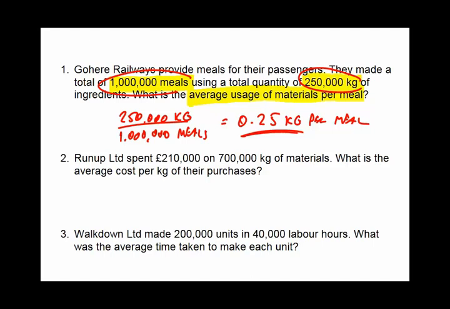Now the common mistake that students will make in that kind of calculation is they'll divide the million by the 250,000. If you do 1 million divided by 250,000, that will give you a figure of 4. So sometimes students might think, well, maybe it's 4 kilograms per meal, but that would be wrong. What that calculation is actually doing is it's telling you how many meals you get from each kilogram of material. So actually from each kilogram of material we're getting 4 meals, which kind of makes sense because each meal uses a quarter of a kilogram.